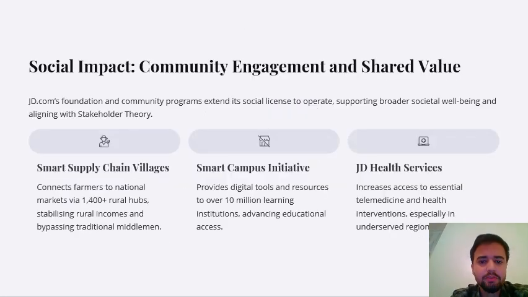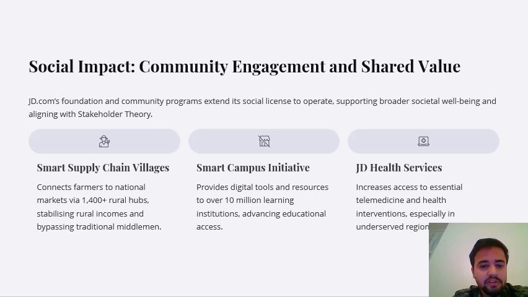Social impact and community engagement. The community programs at JD.com are examples of the social sustainability of the company. JD Foundation offers business success in conjunction with the well-being of society by offering disaster relief, health interventions, and rural development support. The Smart Supply Chain Villages project brings farmers to national markets, providing more than 1,400 rural hubs that provide stable rural incomes by eliminating middlemen.